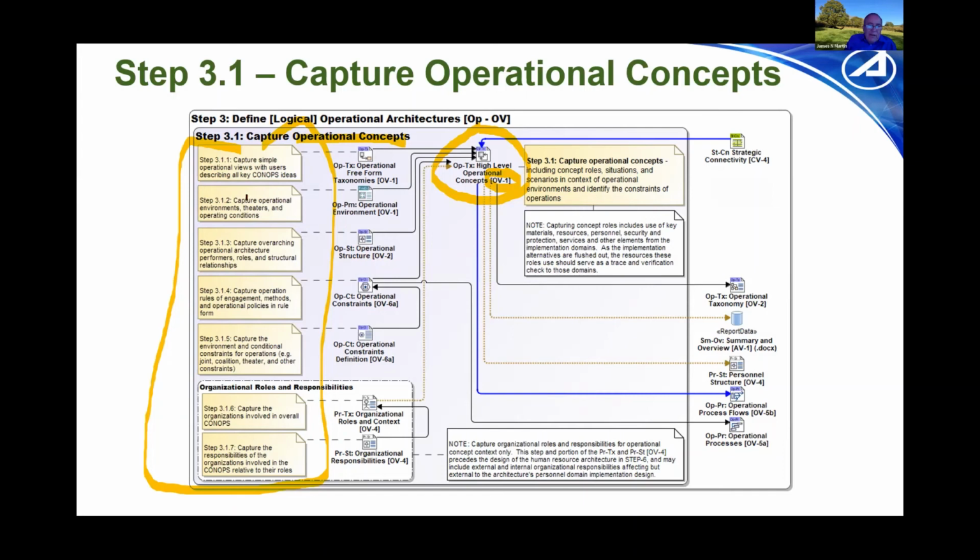So for example, capture the operational environments, leaders, and operational conditions. That would go into an OV1 that shows the operational nodes within the particular environment. Capture the overall performers, their roles, and structural relationships. That's an OV2, operational structure. That's where you identify your operational nodes and the need lines between them and show what kind of information flows between those operational nodes.